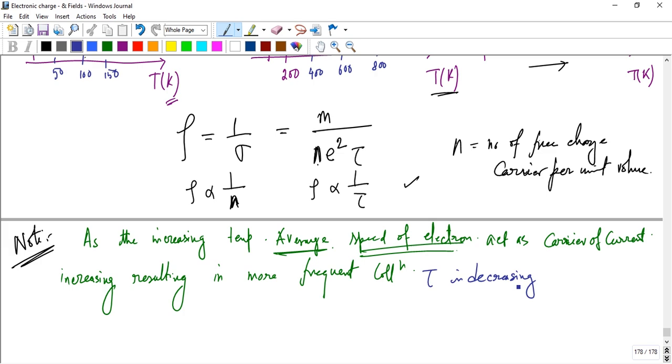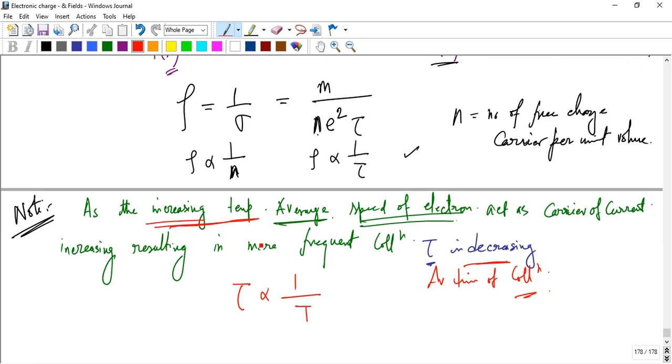If collisions increase, the gap between two collisions is decreasing. So tau is the average time of collision. The collision time is decreasing. So tau is inversely proportional to temperature. Here the temperature is increasing, so tau is decreasing. So they are inversely proportional here.